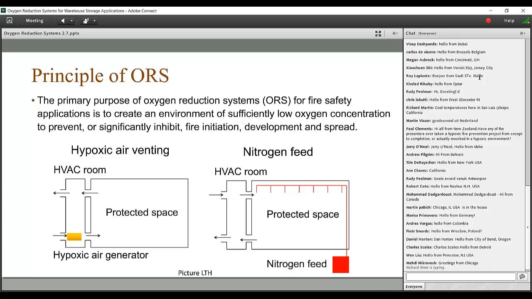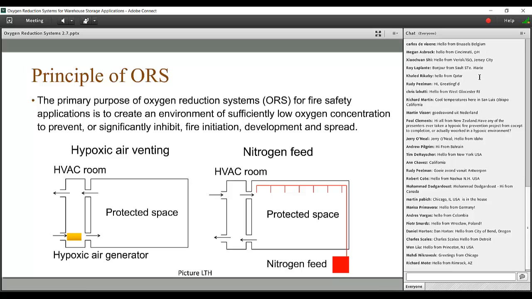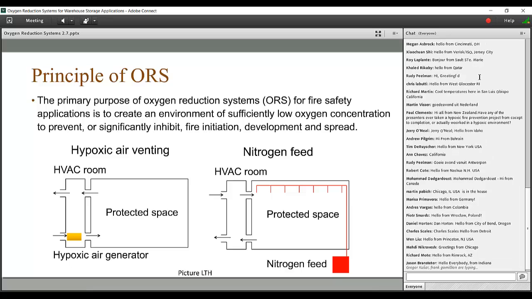On the left, you see a system where you have a protected space, which can be an HVAC room, and where a hypoxic air generator will supply the protected space with the correct atmosphere, and it is part then of the HVAC system. In the system on the right, it's done by a specific nitrogen feed into the protected space so that you don't use the ventilation system. And it depends, of course, a lot on where and how these are applied. So it is just principles.